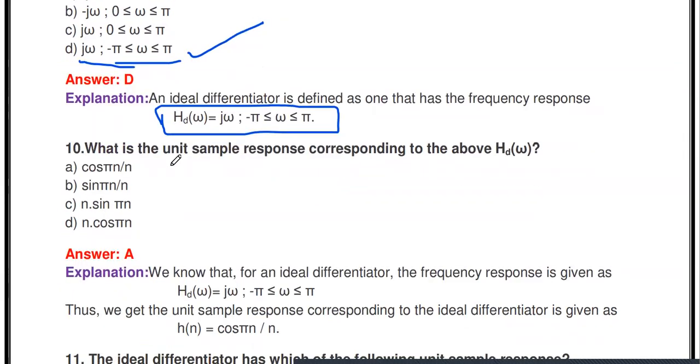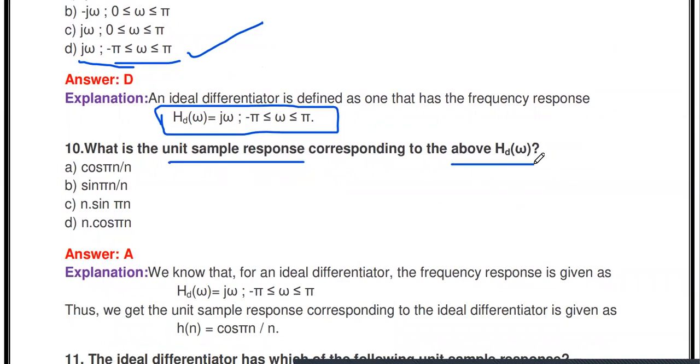Then the next question: what is the unit sample response corresponding to the above H_d(ω)? The unit sample response means h(n). What is the time domain sequence corresponding to this frequency response? We already discussed in signals and systems that unit sample response means unit impulse response, the other name we call it. If you take the Fourier transform of h(n), we will get the capital H(ω).